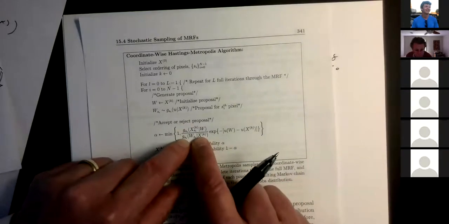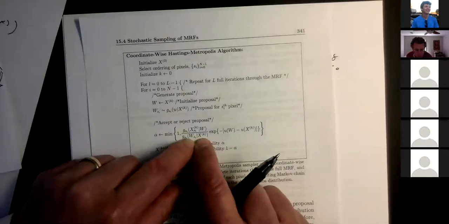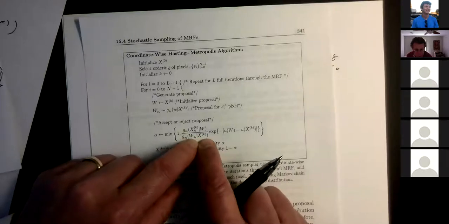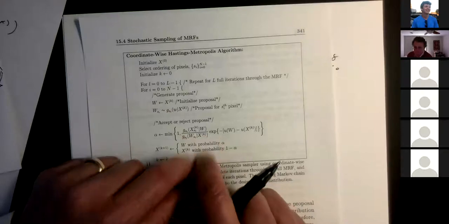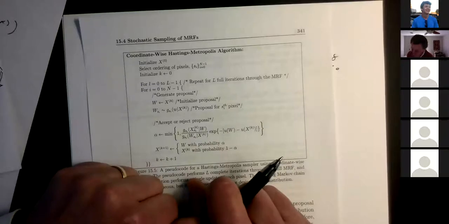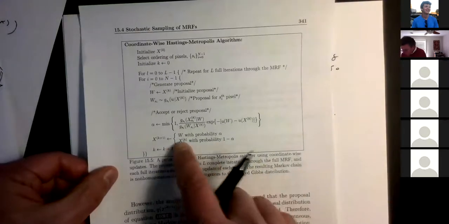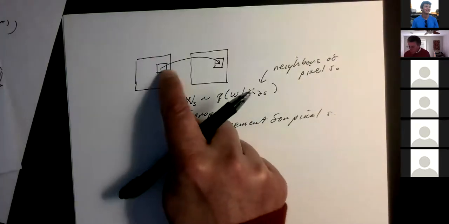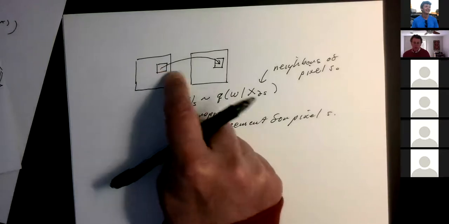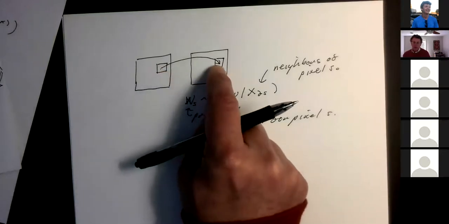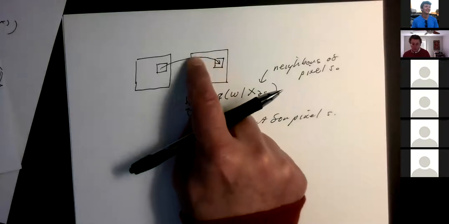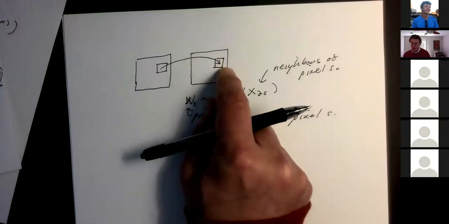I called that Q instead of G. So this is now the probability of changing the pixel at location S_i to some value W sub S_i, given that the entire rest of the image is X_k. Then you accept or reject. So what ends up happening is you pick a pixel at random, you propose a change to the pixel, and then you accept or reject. Then you pick another pixel at random, and you go through the same process.